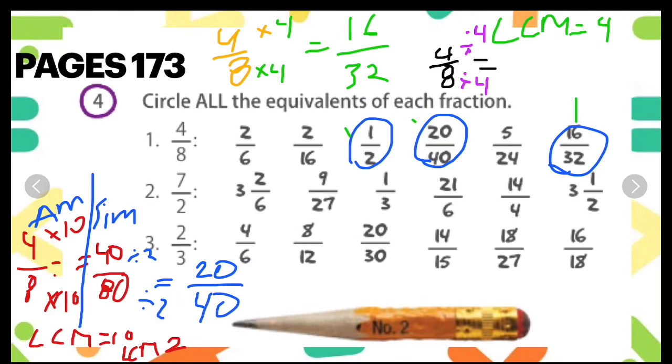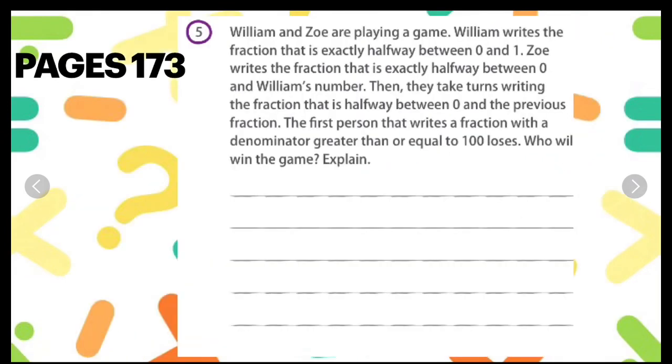Okay, and what do I do? This is 1/2. So that means that all the ones that I circled here are the equivalent. Okay, you see, you either amplify or simplify. That means that you have to find the least common multiple and check if you amplify or simplify it. Okay, well, now let's check exercise number 5.